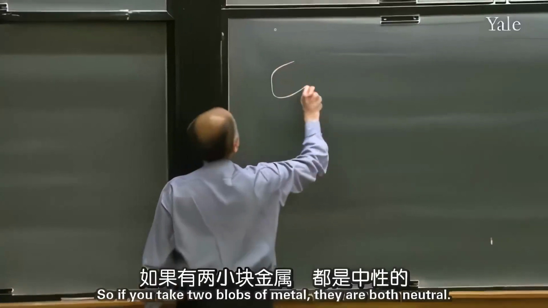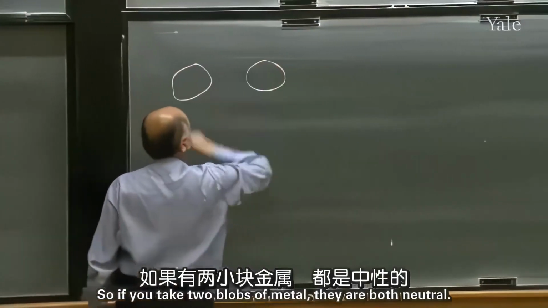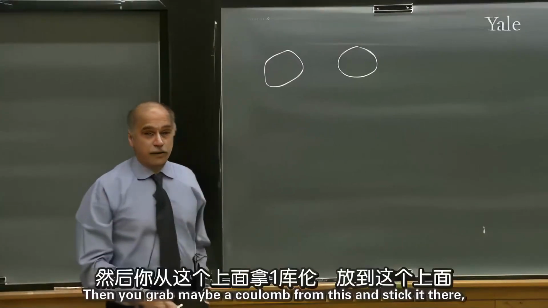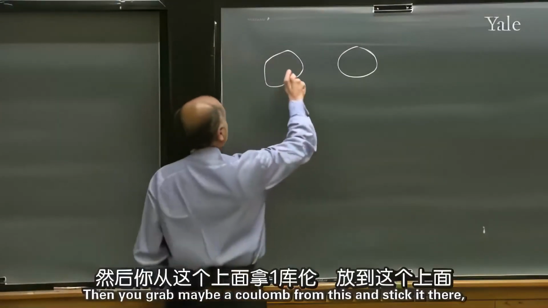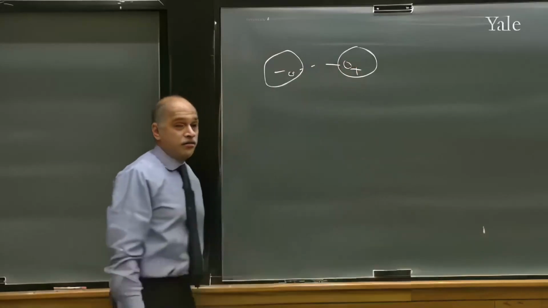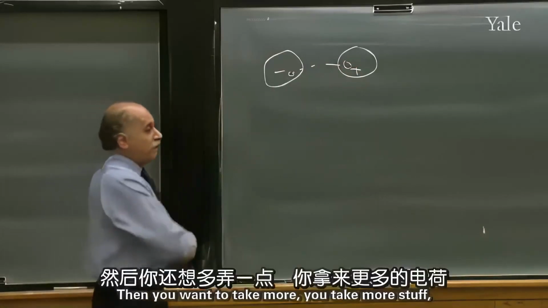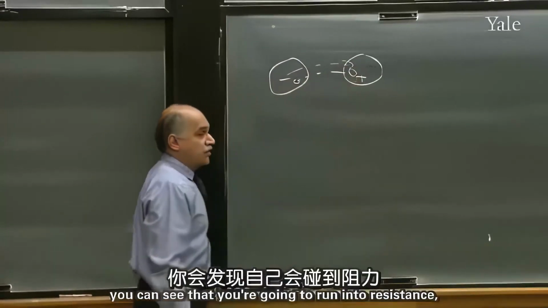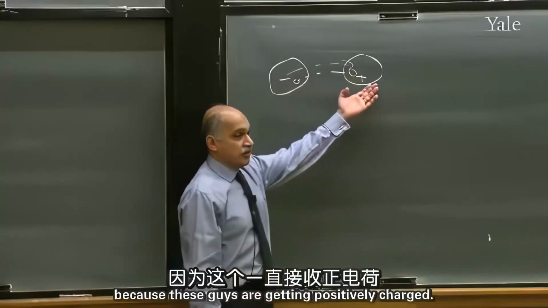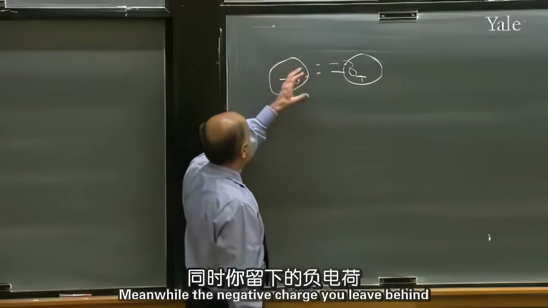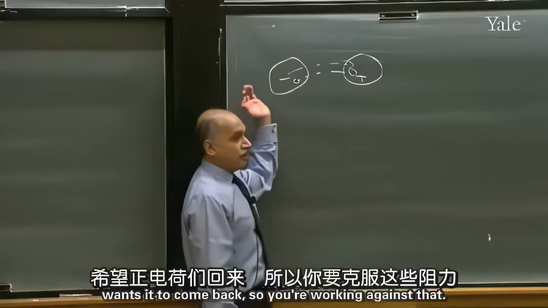So if you take two blobs of metal, they're both neutral. Then you grab maybe a coulomb from this and stick it there, so that becomes positive and this becomes negative. Then you want to take more. You take more stuff. You can see that you're going to run into a resistance because these guys are getting positively charged. They don't want more positive charges. Meanwhile, the negative charge you leave behind wants it to come back. So you're working against that.